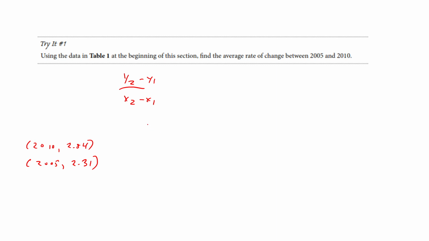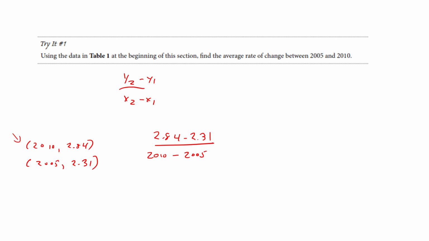So I'm using just y2 minus y1 over x2 minus x1. So here were my points. I had 2010 and $2.84, and 2005, I had $2.31. I'm going to take my second y. I'm going to use this one as my second point because of the year. So 2.84 minus 2.31. Now on the bottom I'm taking my x's, just don't flip it. I'm using this as my x2, 2010 minus 2005. So just the slope formula, that's all it is.